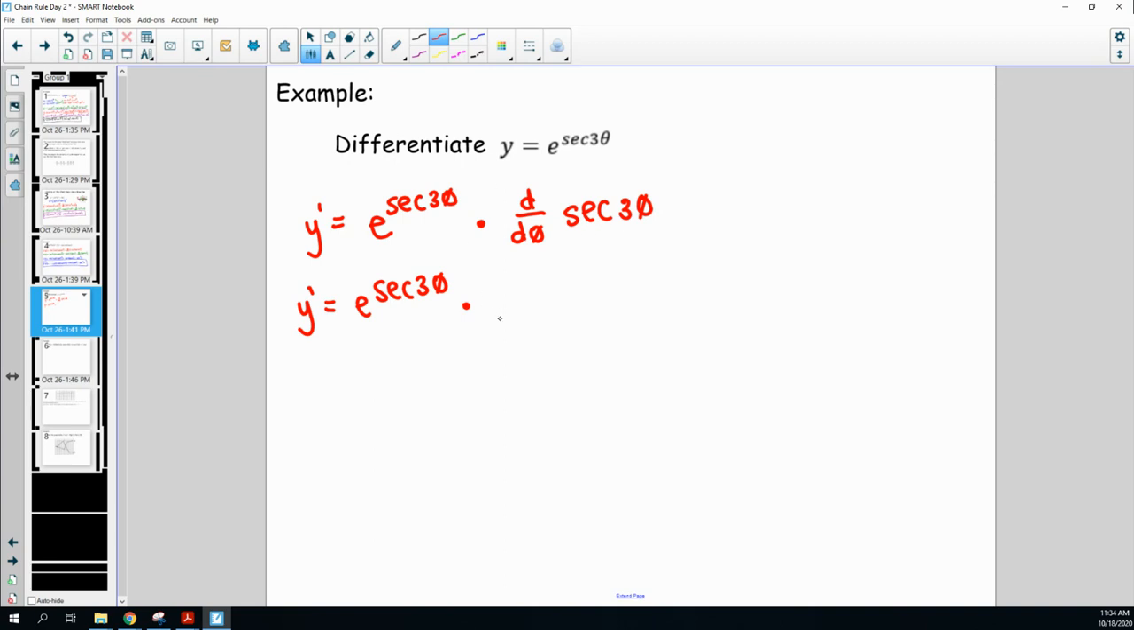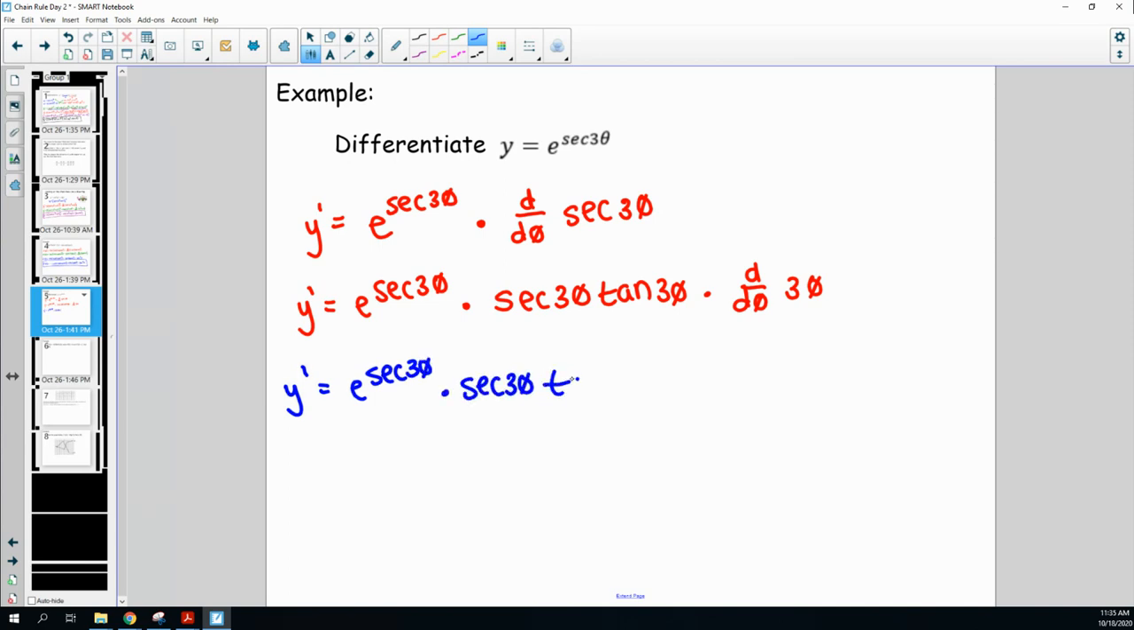So the derivative of secant is secant tangent. So we're going to have secant 3 theta tan 3 theta times the derivative of 3 theta. So we've got y prime equals e to the secant 3 theta times secant 3 theta tan 3 theta. And then the derivative of 3 theta is just going to give us 3. So just to clean it up, I'm going to put the 3 in front. So I have 3 e to the secant 3 theta, secant 3 theta, tangent 3 theta. And here's my derivative.